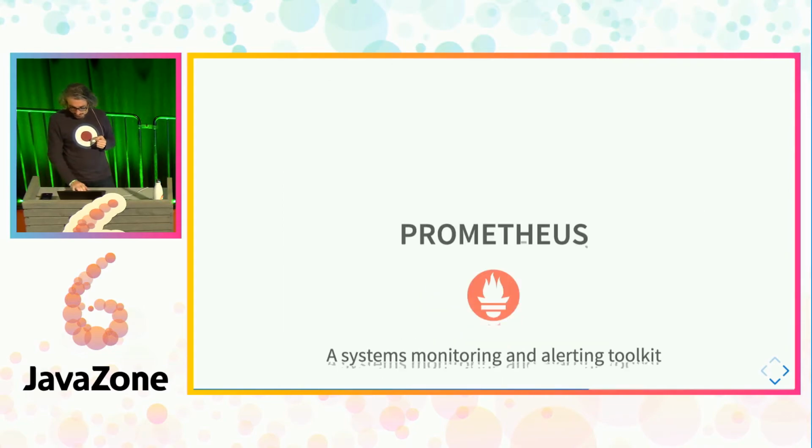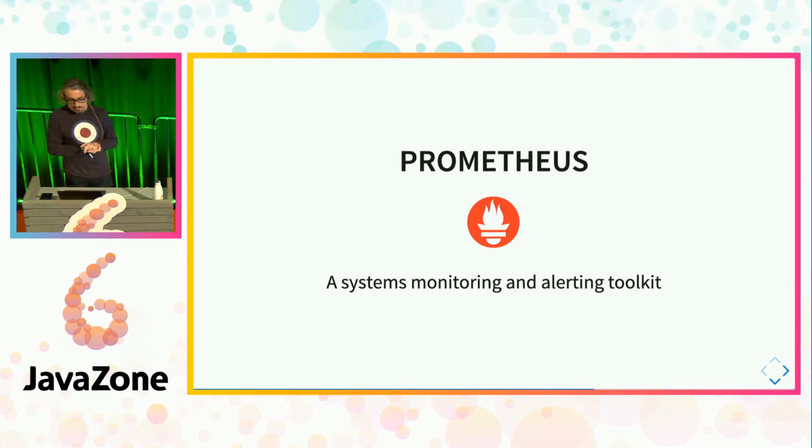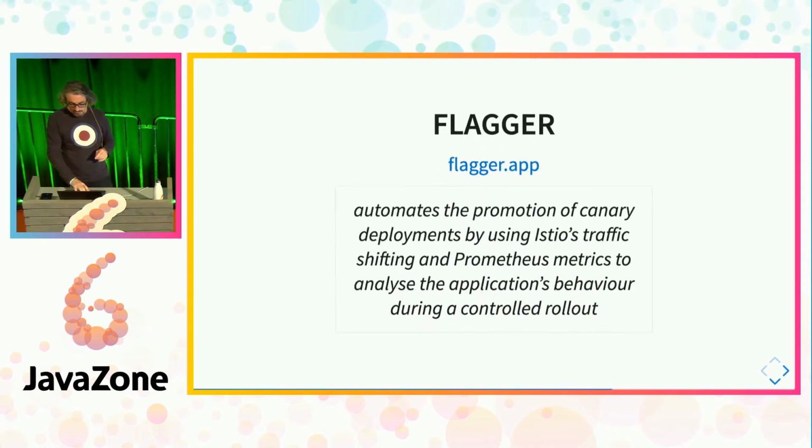So these metrics are stored in Prometheus, which is probably the most popular monitoring tool in Kubernetes. And that's where we're going to get those metrics from. And another project, you see, we are just using the best projects we can find everywhere.